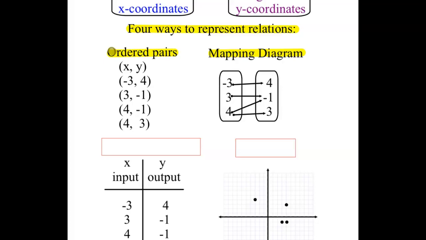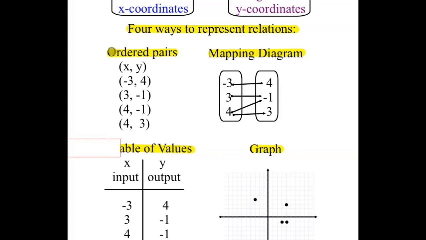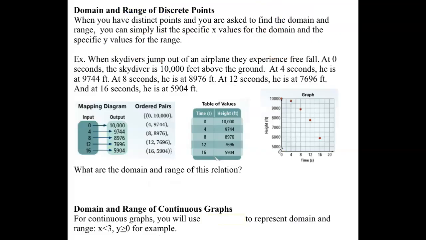The other two types of ways we can represent relations would be with a table of values, or we could actually graph them. So understanding domain and range is important. We have different types. We have some where they're distinct points versus sometimes we have a whole graph with continuous lines or curves that represent an infinite number of points.